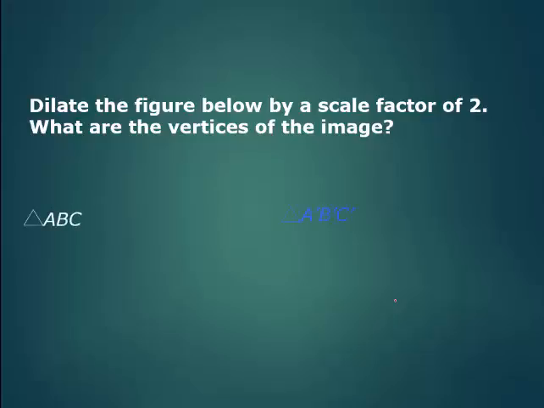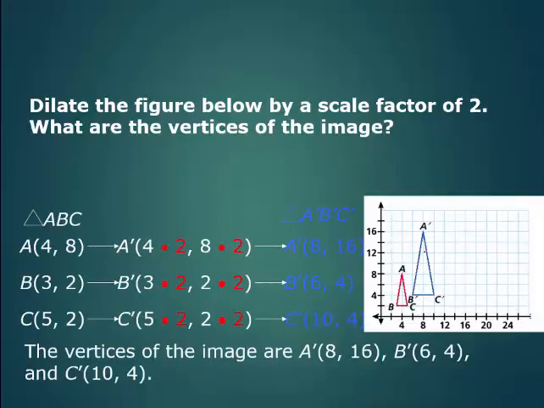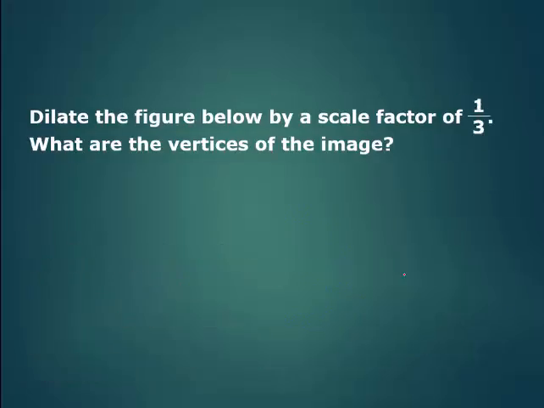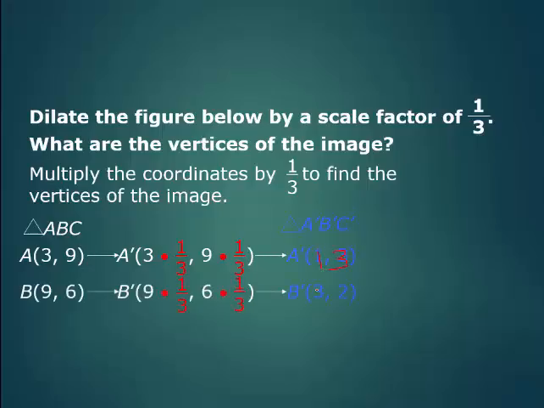All right. If I did this by a scale factor of 2, that's what it would look like. And I'm going to show you what one would be by a scale factor of 1/3. (3, 9) would become (1, 3). (9, 6) would become (3, 2), because you can't see that. And (6, 3) would become (2, 1). And all I did was multiply each one by 1/3.